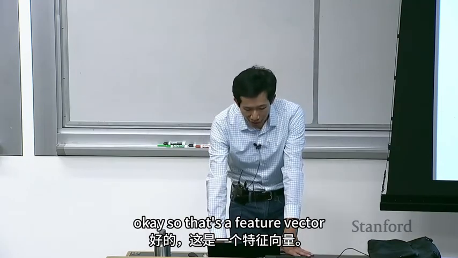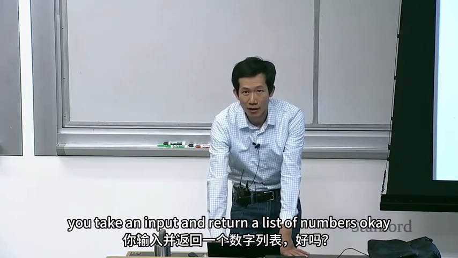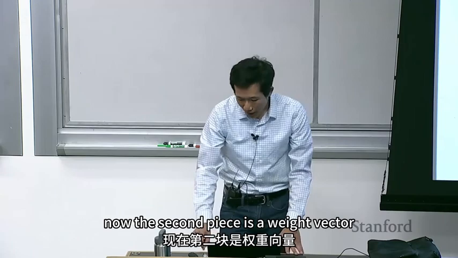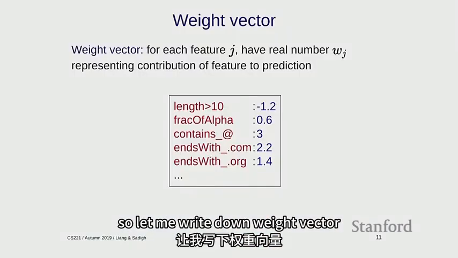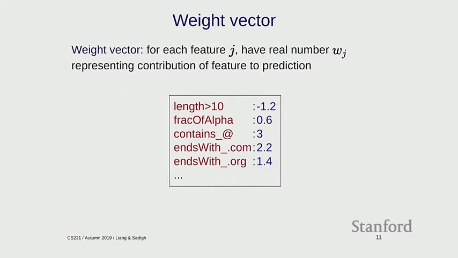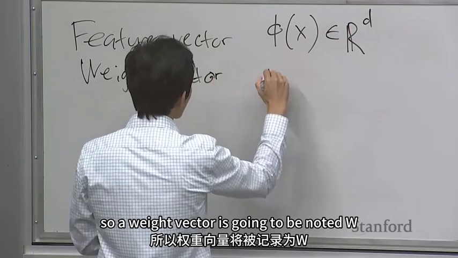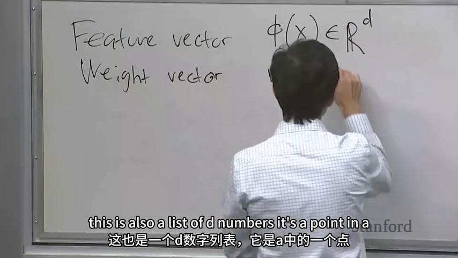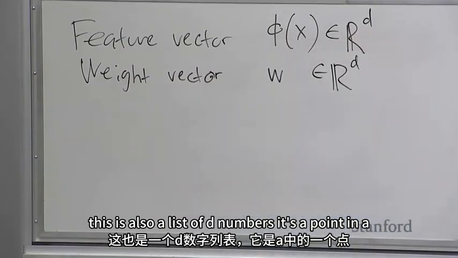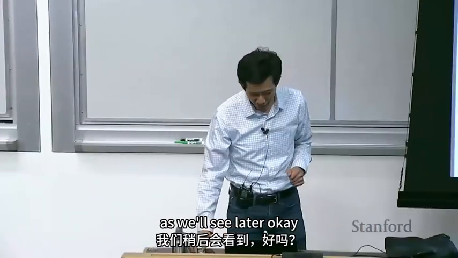Okay, so that's a feature vector. You take an input and return a list of numbers. And now the second piece is a weight vector. So let me write down weight vector. A weight vector is going to be denoted w, and this is also a list of D numbers. It's a point in a D-dimensional space, but we're going to interpret it differently, as we'll see later.